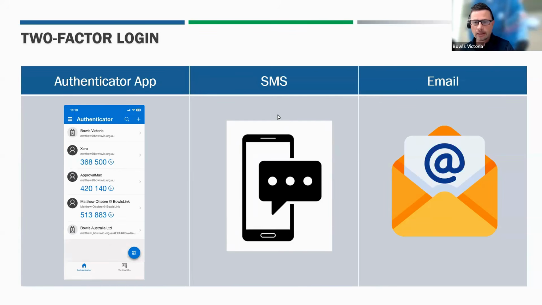I think the second one is SMS. That just stops you having to try and juggle your email account and a BowlsLink screen. So you can have your phone there and your BowlsLink screen going, and then the code, which is roughly about 10 seconds, will get sent as an SMS to your phone. And then I think probably the most common one is still email. So hopefully today you know a bit more about the options that you have, and you may think about changing. I'll quickly show you how to do that.